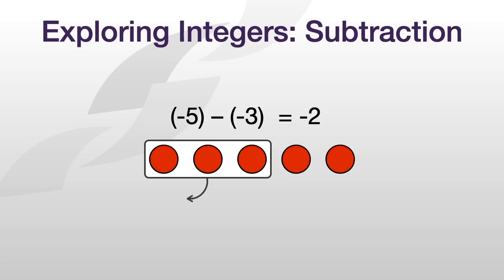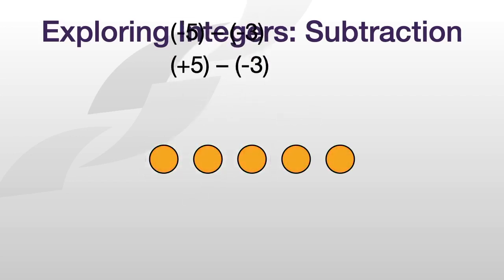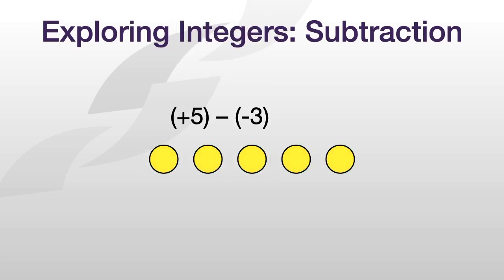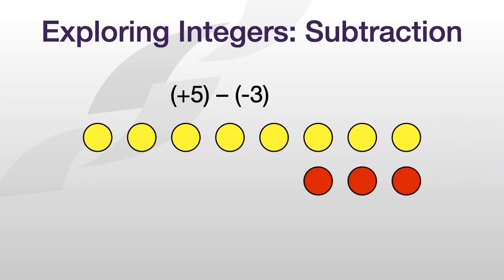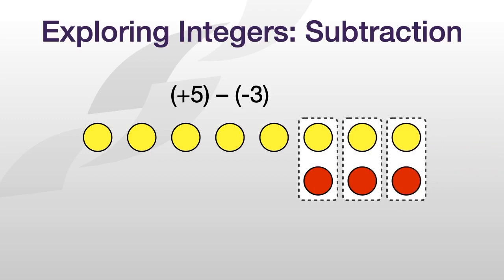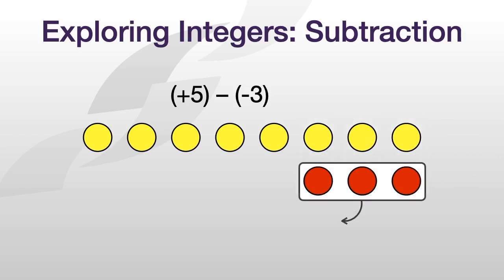What about positive 5 minus negative 3? This presents a challenge. How do we remove 3 red counters from a collection of all yellow counters? How do we take away what isn't there? A creative solution lies in 0 pairs. Adding 0 does not change the value represented by the pile of counters. This still represents positive 5, as does this and this. Adding 3 0 pairs sets us up to perform the subtraction. Removing 3 red, or negative, counters leaves 8 yellow, or positive counters.